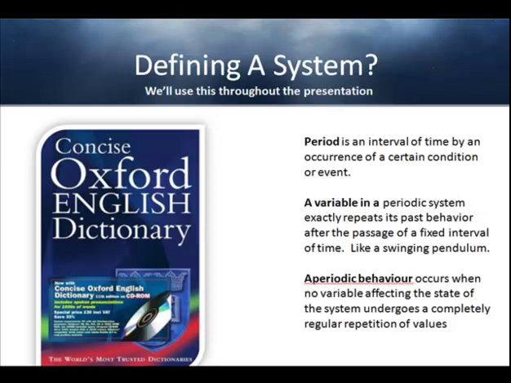When no variable affecting the state of the system undergoes a completely regular repetition of values, that is aperiodic behavior. Remember, guys, visualize something like the flow of water going down the sink. It's kind of like chaos. You don't really have any variables that let you predict what's going to happen. It's very irregular.